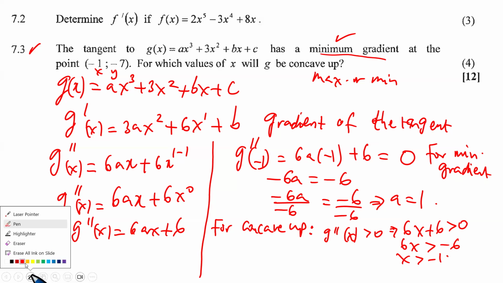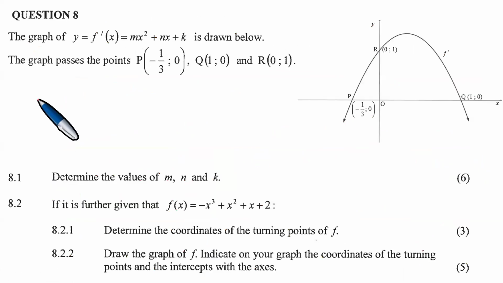8.1. Okay, in 8.1, we have a graph, and the graph of y equals f prime of x, which equals mx squared plus nx plus k is drawn. Okay, this one is a parabola, but it is given in terms of the derivative.